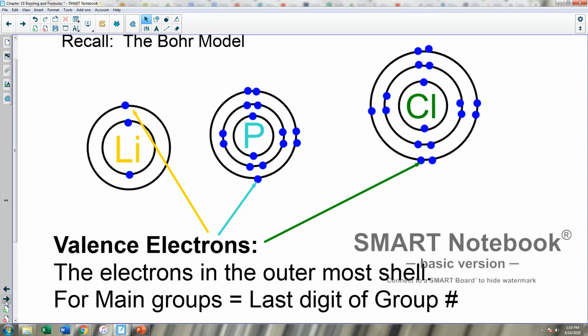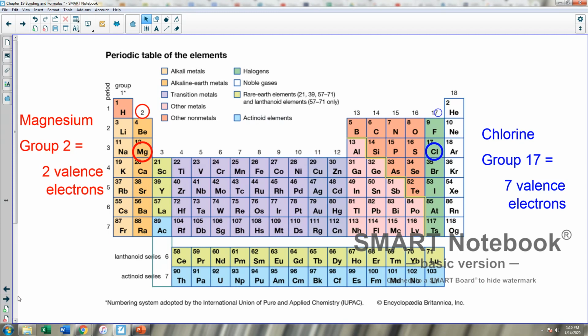Okay, so if we look at a periodic table with the groups numbered, you can see, okay, group 1, all of these elements are going to have one valence electron. Group 2, these are all going to have two valence electrons. So I wrote in an example here. Magnesium is in group 2, second column, so it's going to have two valence electrons.